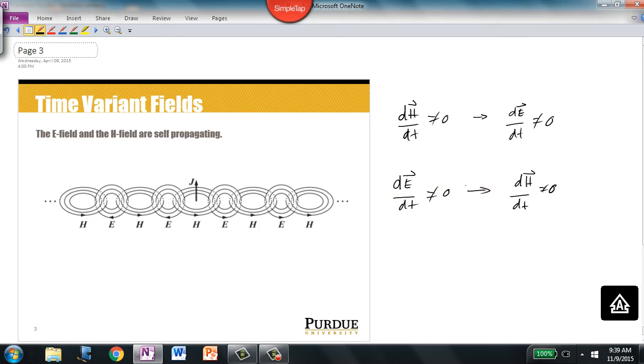So this opposite relationship is true. And this kind of makes sense since we already knew a DC current for magnetostatics creates a static magnetic field. So it's pretty natural that an AC current would create a time-variant magnetic field.